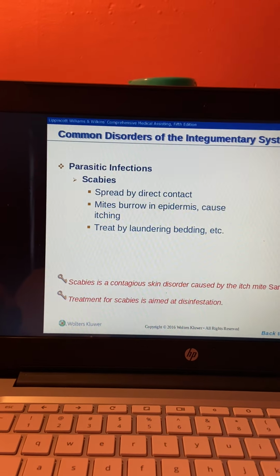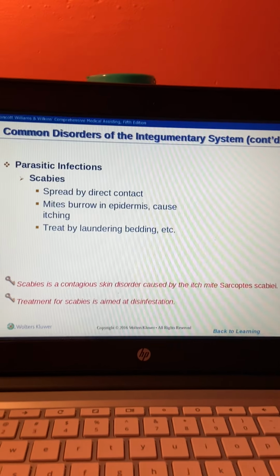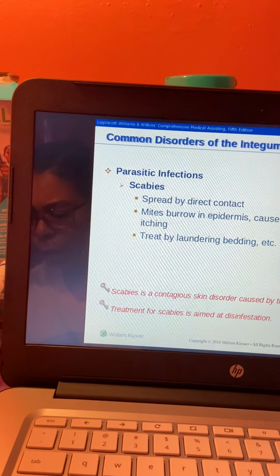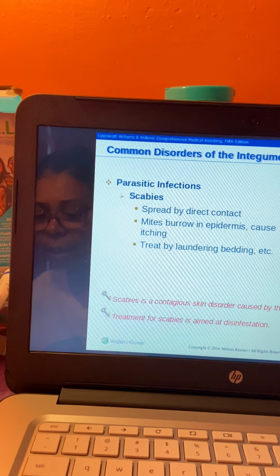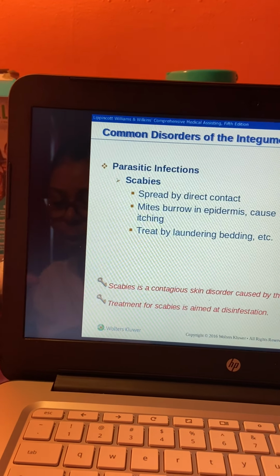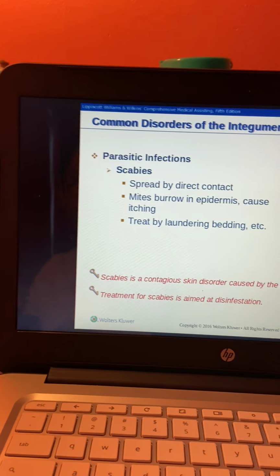So this is treated by laundering the bedding, etc. The itching that's caused by the mites is worst at night. This is when the females burrow under the epidermis, and that's when they lay their eggs.